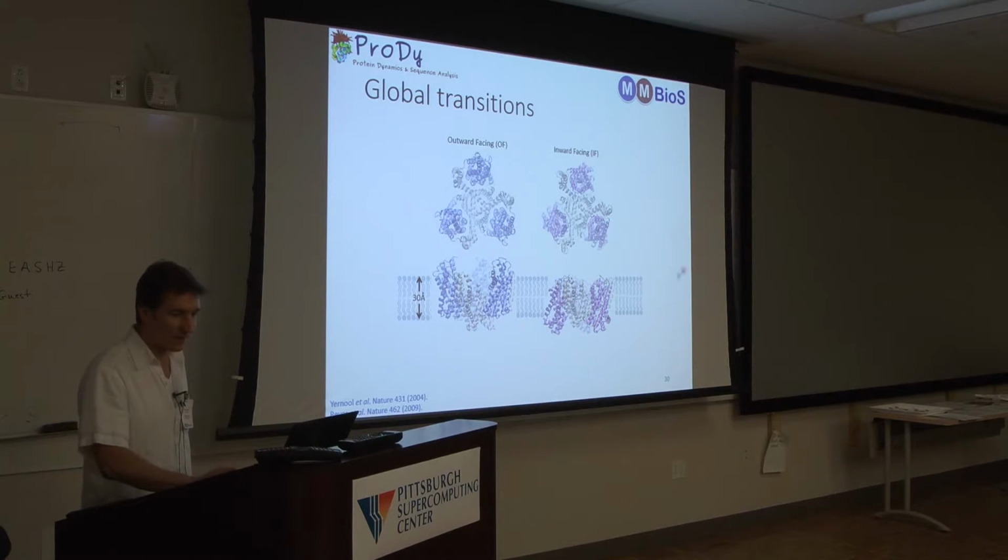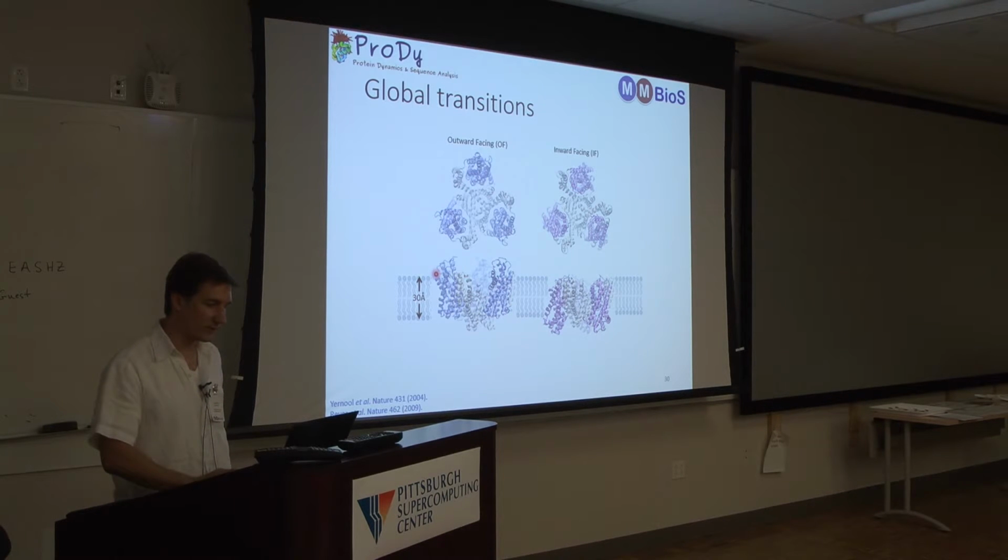Another example is looking at global transitions, in this case of a membrane protein. So I'll tell the story. This is a glutamate transporter, and it's a trimer, a homotrimer, that sits in the membrane kind of like this. This transports glutamate, which is a neurotransmitter. And for a long time, only this outward-facing structure was shown. So this is outside the membrane, this is inside the membrane, and this is what we call the outward-facing structure.